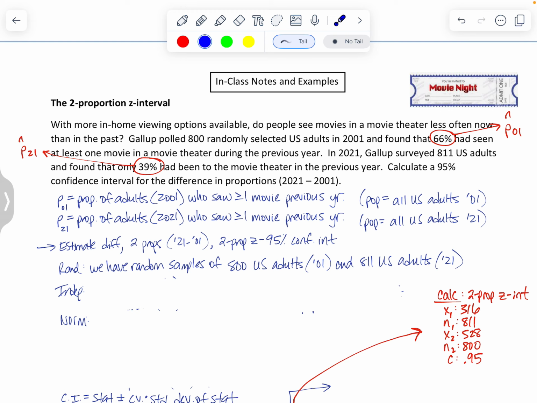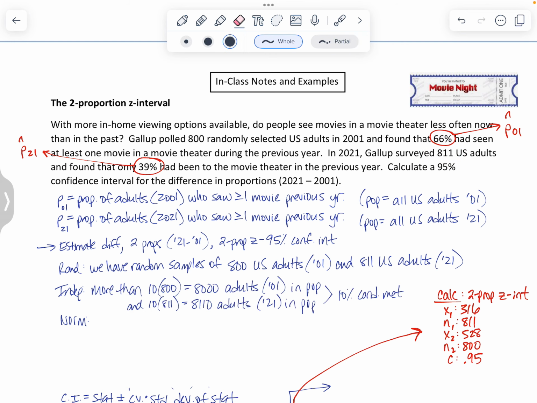Independent conditions. Since we took random samples, we need to make sure our sample's not too big. Do you think there's more than 8,000 adults in 2001 in the entire population? Duh. Also, do you think there's more than 8110 adults in the population in 2021? Duh. Okay, so the 10% condition is fine for both of them. But yeah, since we took two samples, you have to write two different things. Okay, but it's the exact same thing that we've been writing in chapter 10 and in chapter 11, okay? So don't come at me.